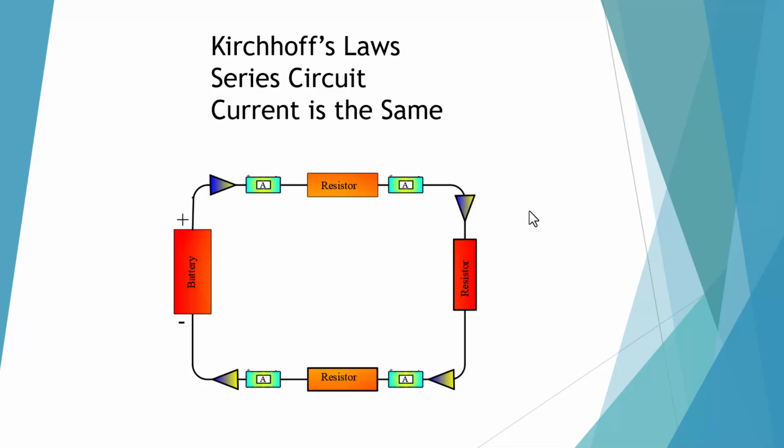Here I'm showing Kirchhoff's law for a series circuit, utilizing conventional flow, where we flow from the positive terminal through two resistors back to the battery. One thing about series circuits is that the current is the same no matter where we measure it in the circuit. The current coming out of the battery is equivalent to the current going back. We can't lose that current.